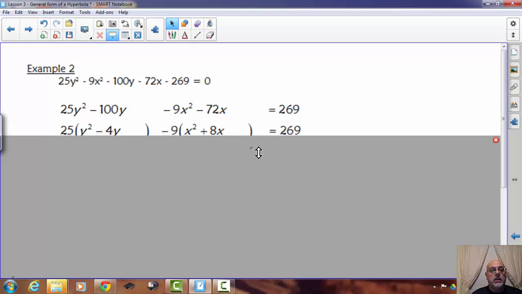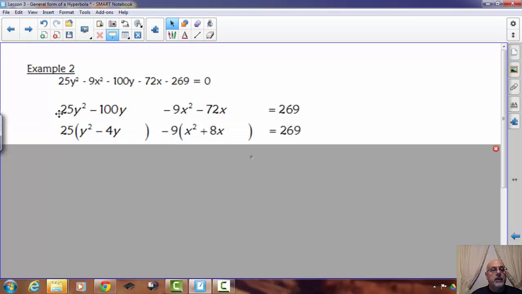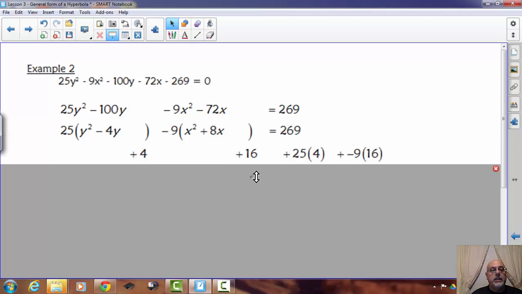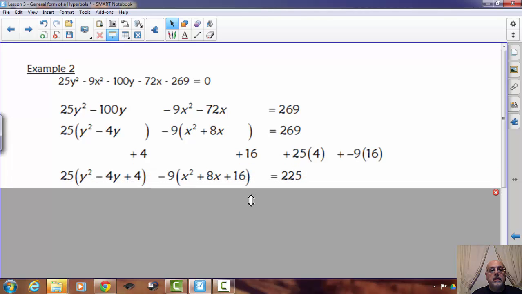Just remember to put them in the correct order, and then we move the 69 over. At this point, we're going to factor out the coefficient of the y squared and the coefficient of the x squared. We need to complete the square. So over here on the left, we're adding 4 in the parentheses. So on the right side, we're adding 25 times 4. In the parentheses here, we're adding 16. So on the right side, we have to add negative 9 times 16. We now have completed parentheses on the left. The right side of the equation is equal to 225.